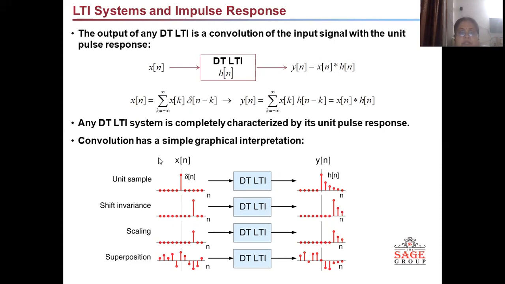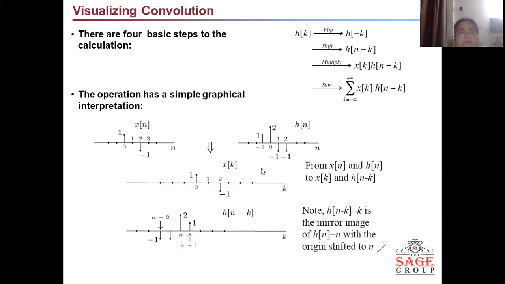So with the help of a graphical interpretation, we have represented the different properties of the signal for the discrete time linear time invariant system. So this is a unit sample and this is y[n], which represents the impulse response of the system. This property represents shift invariance, this is the scaling property, and this is the superposition property.